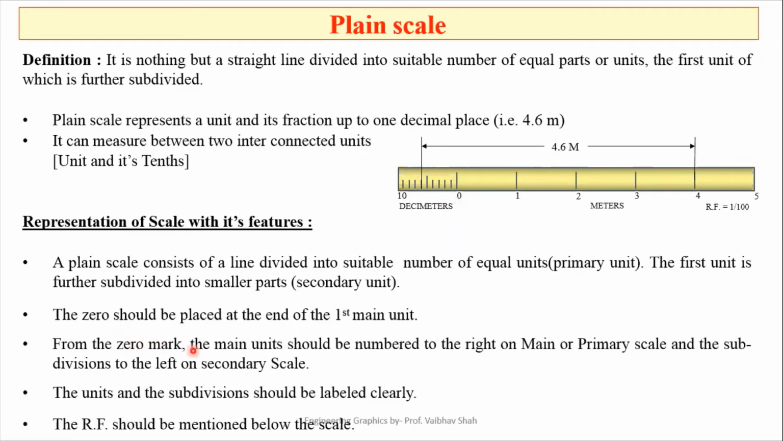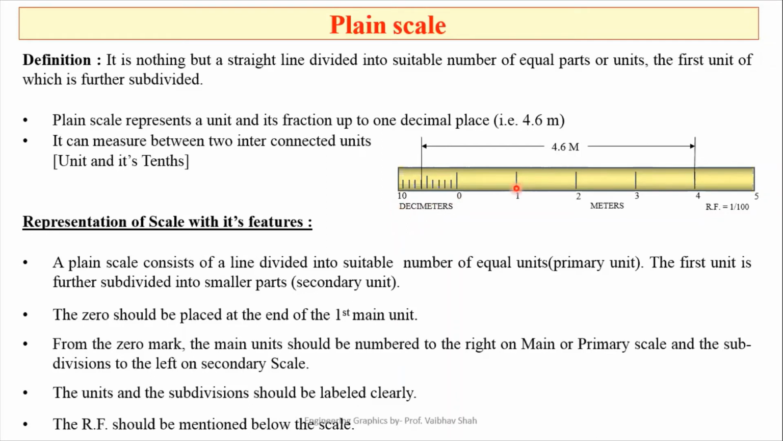Now the main unit should be marked from the 0 mark. The main unit should be numbered to the right on the main or primary scale. So from the 0 mark, we'll be placing the main units in the right hand direction on the main or primary scale, and subdivisions to the left on the secondary scale.